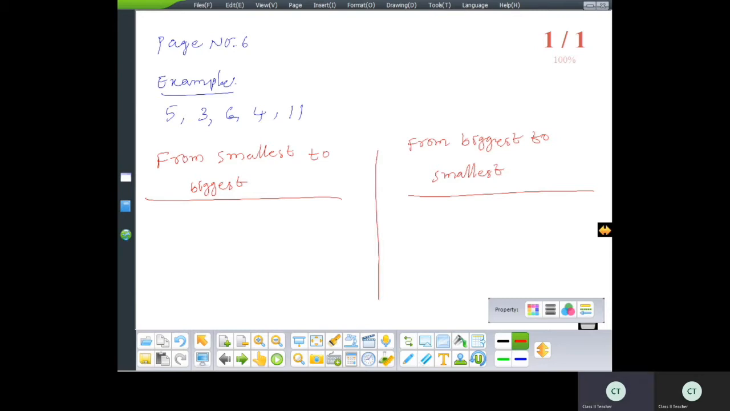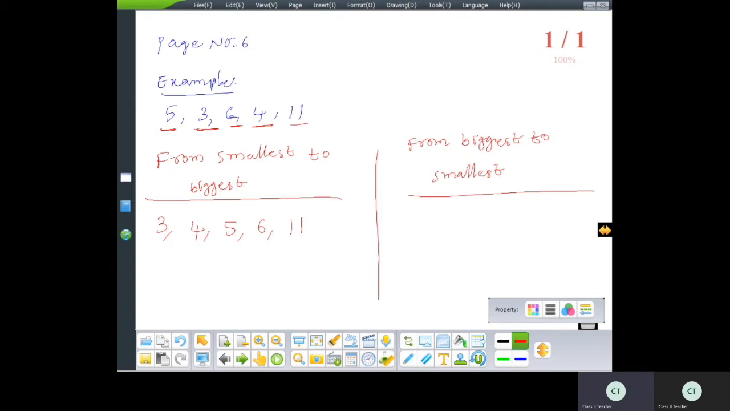See, the given numbers are 5, 3, 6, 4, 11. We write first from smallest to biggest. In these given numbers, which is the smallest one? First one is 3. Next, 4. Next, 5. Next, 6. And the final number is 11. From smallest to biggest: 3, 4, 5, 6, 11.